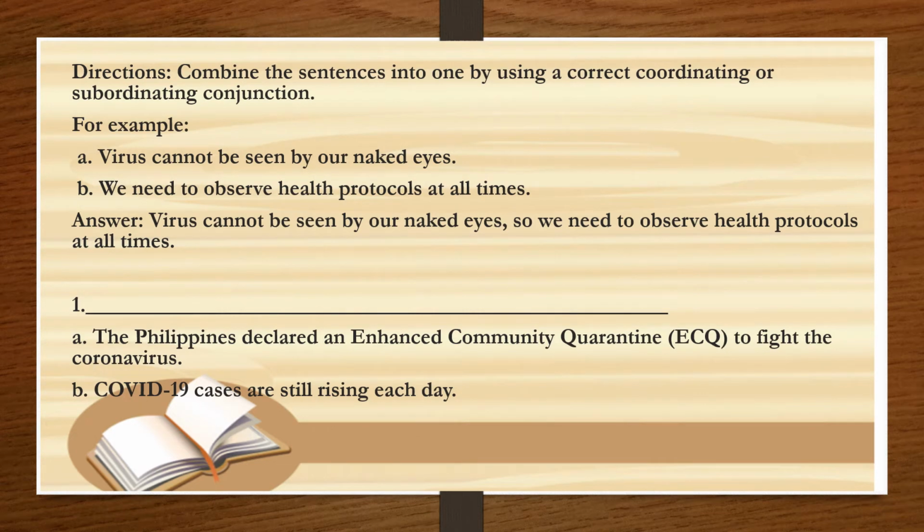Next, directions: combine the sentences into one by using a correct coordinating or subordinating conjunction. For example, we have letter A and letter B sentences. For letter A, we have: the virus cannot be seen by our naked eyes. Letter B: we need to observe health protocols at all times. So, the answer is: the virus cannot be seen by our naked eyes, so we need to observe health protocols at all times.